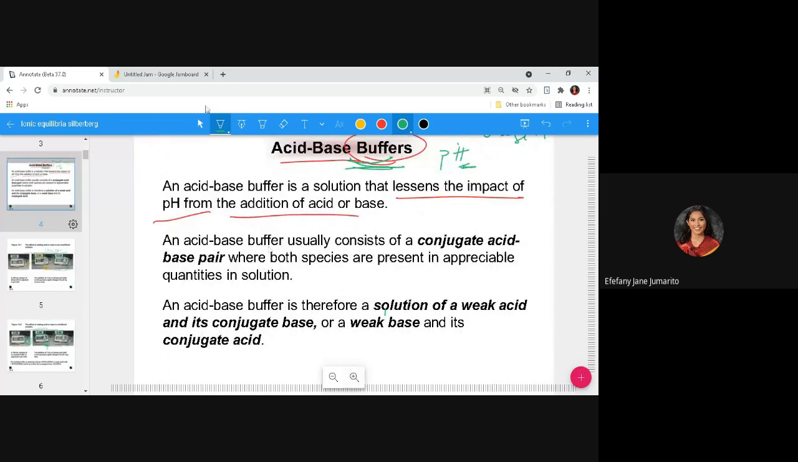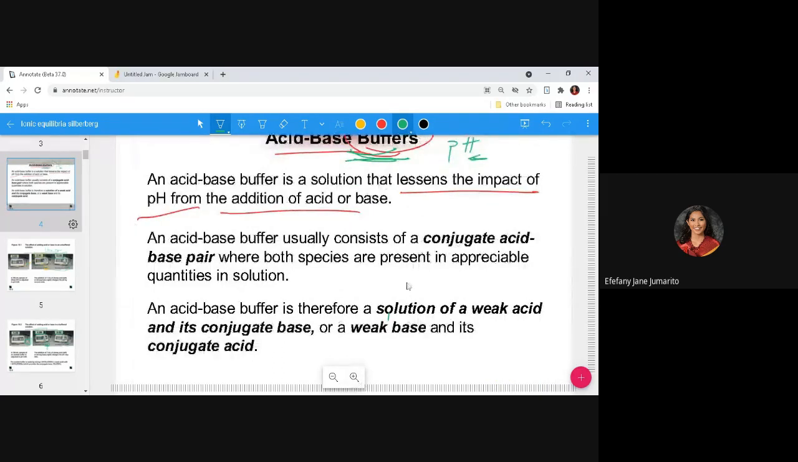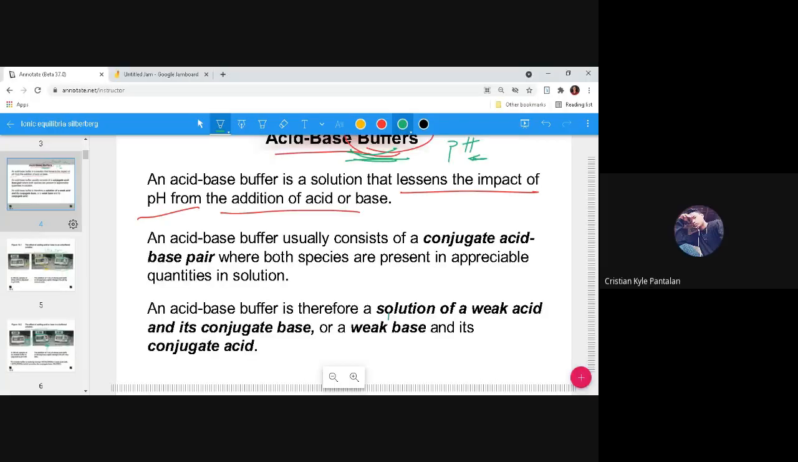Now, remember, take note, please read the second paragraph sentence. An acid-base buffer. Okay, please read, Dailin. Ma'am, my screen went white. An acid-base buffer usually consists of a conjugate acid-base pair, where both species are present in appreciable quantities in solution.